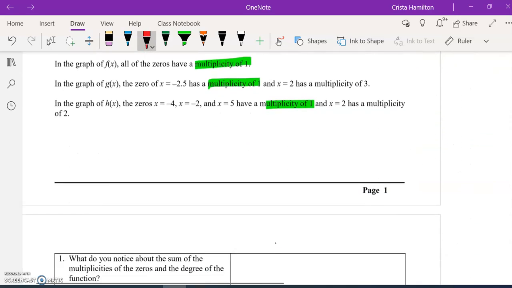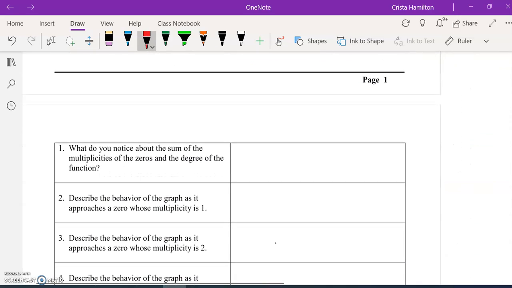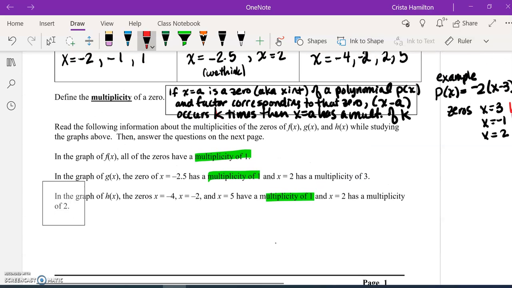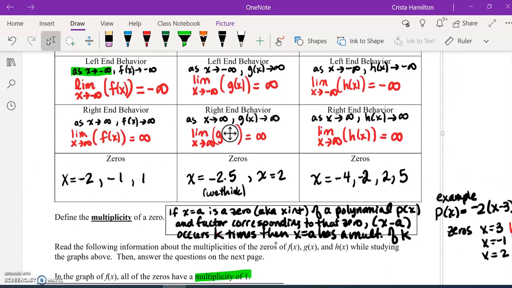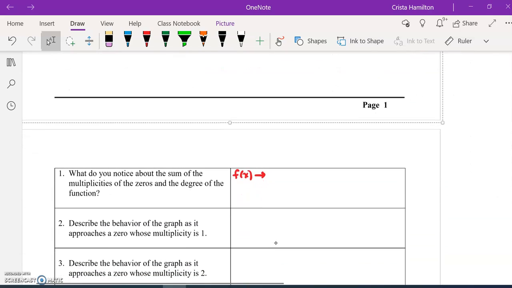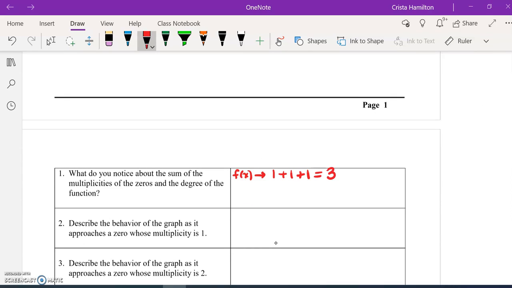All right, so let's go down to the next page. Now, one thing I would like you to notice is the sum of the multiplicities of the zeros and the degree of the function. So let's look at f of x first. For f of x, all the zeros had a multiplicity of 1. So we had 1, 2, 3 zeros, each with a multiplicity of 1. So 1 plus 1 plus 1 equals 3.